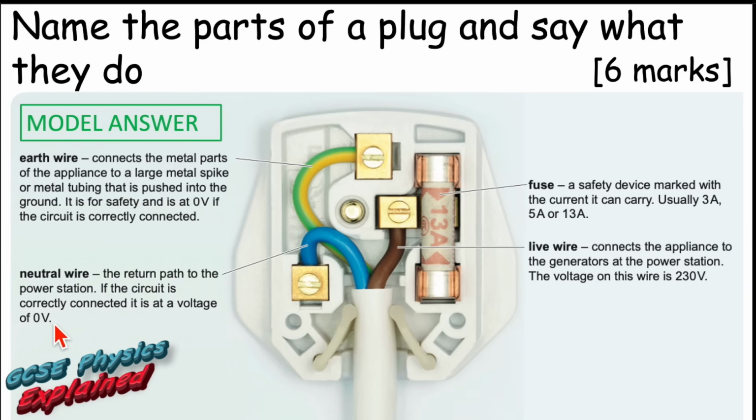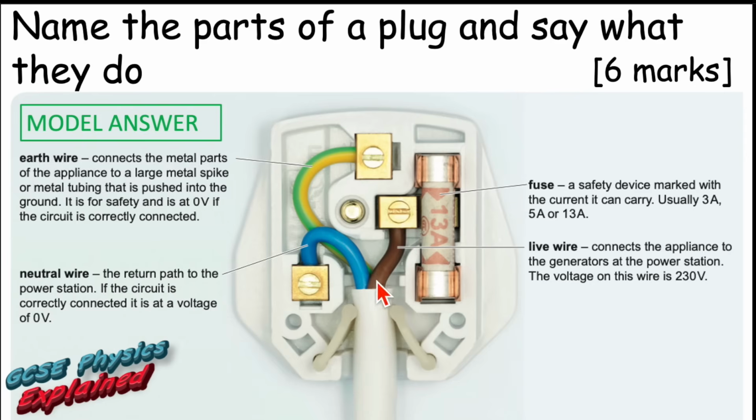How come its voltage is 0? Well, because this live wire is the one with the voltage, because this is the wire that brings the current in to the appliance and the voltage in. It's brown and it goes to the right.